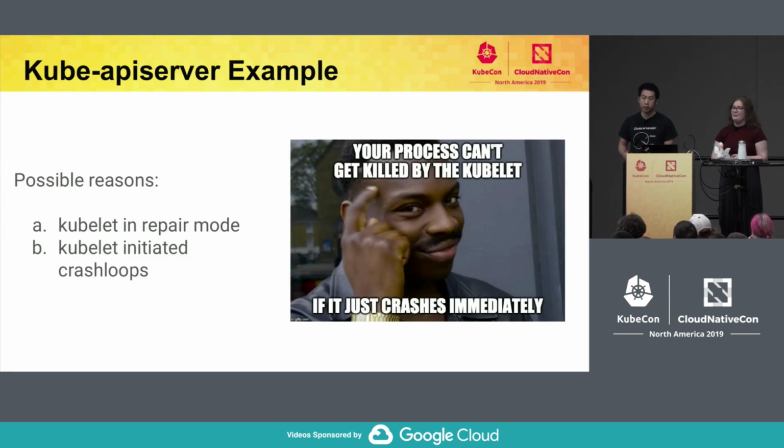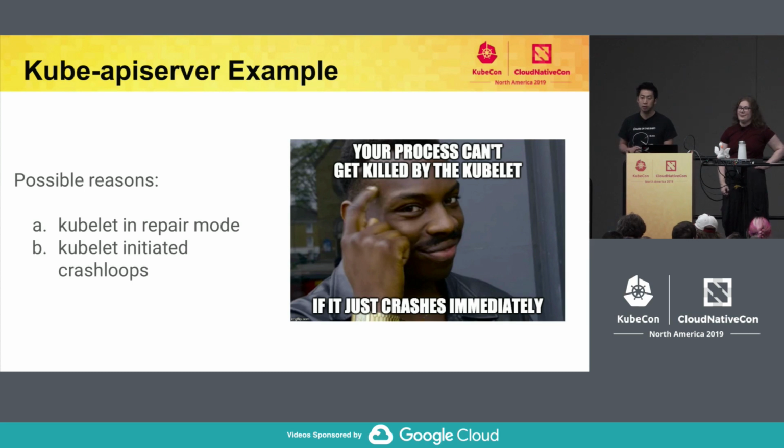So at this point, we've detected that our API server is crash looping, but we need to disambiguate between one of two situations. Is the kubelet trying to start a container when it sees that the container isn't running? Or is it killing the process and trying to restart it? In the first case, the kubelet is just in repair mode. It sees that a container which is supposed to be running isn't, so it just starts the container initialization process.